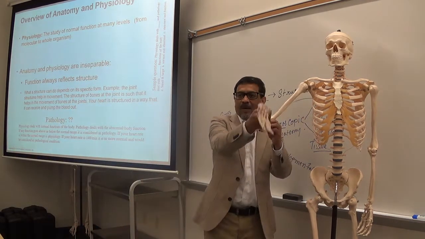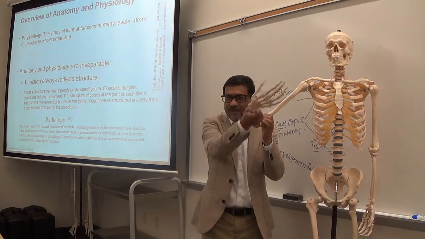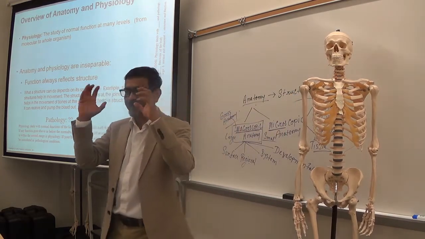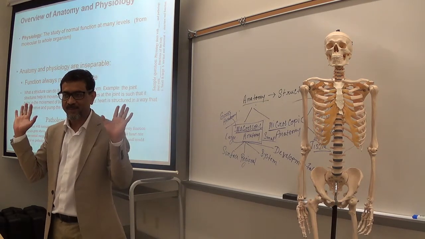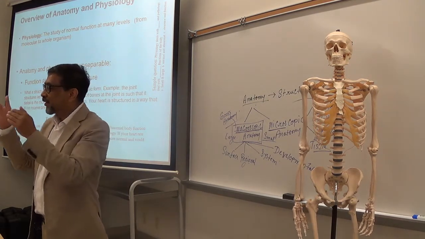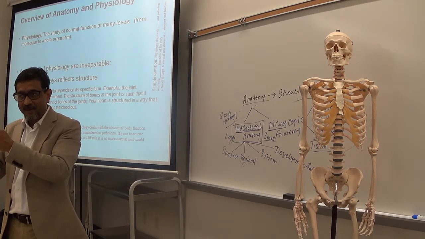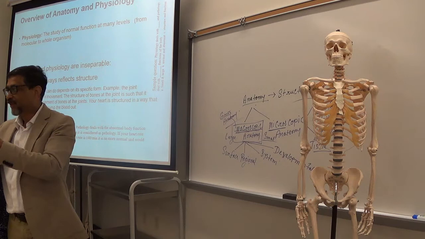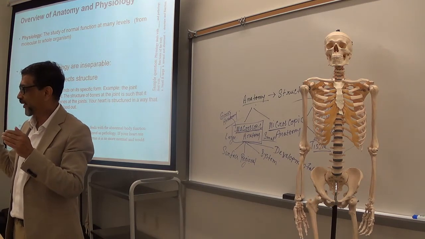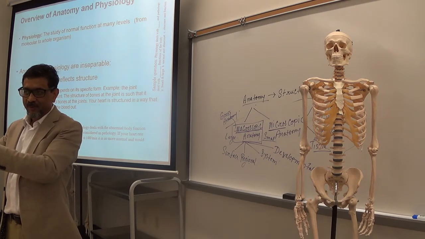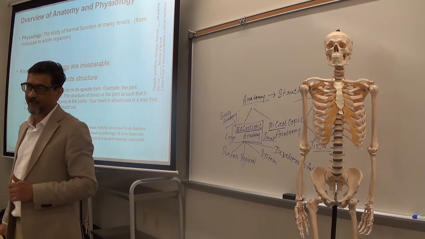You all know joints are designed to do what? Movement, right? If no joint, no movement. Make sense? We move the body parts at the joints. So the structure is the joint, and the structure of the joint is to perform the function, movement, right? So you see, anatomy is for the physiology.